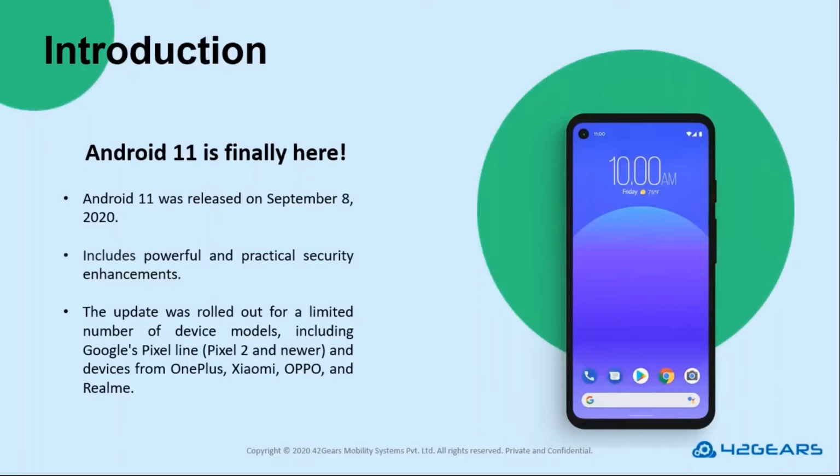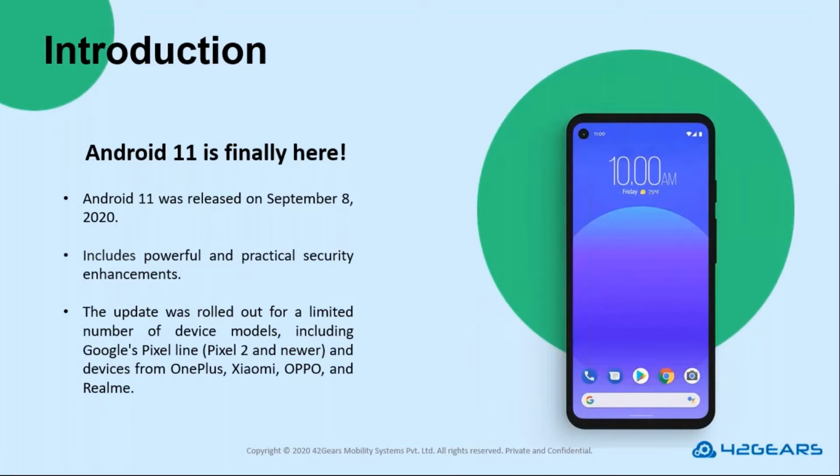Android 11 is finally here. Android 11 is the 11th major release, released on 8th September 2020. This version of Android focuses on people, control, and privacy. Therefore, it includes powerful and practical security enhancements.